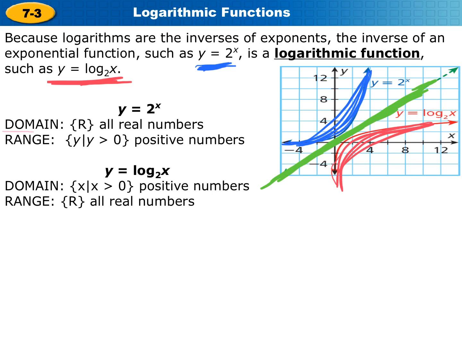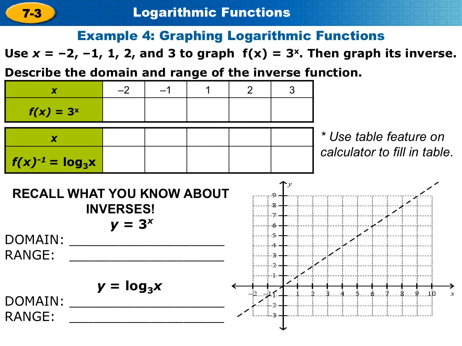You can see the domain is all real numbers for an exponential function. So when we flip that, the range of a logarithmic function is all real numbers. The range of an exponential function is y is greater than 0. So when we flip that, the domain becomes x is greater than 0. Excuse me, it's not equal to, it's just greater than. Y is greater than 0, x is greater than 0.